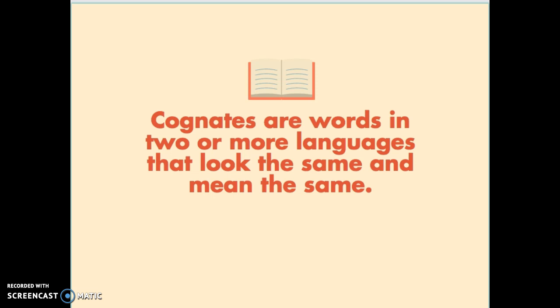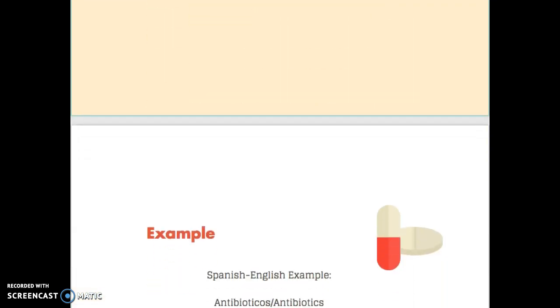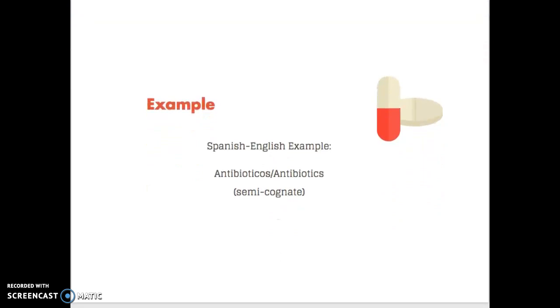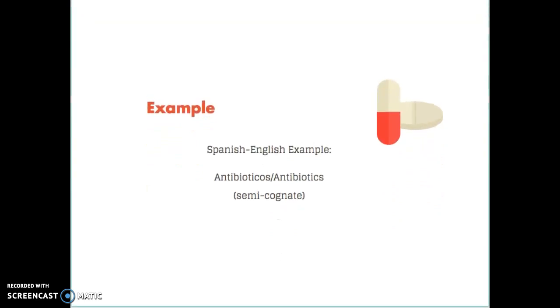Cognates can be either identical, meaning they are the exact same word in two languages, spelled the exact same way, or semi-cognates, also known as near cognates, meaning that they are similar but not exactly the same word. For example, without knowing very much Spanish, an English speaker can probably guess the word for antibióticos and its meaning. Antibiotics, of course. So antibióticos and antibiotics, while not quite identical, are cognate words in Spanish and English.